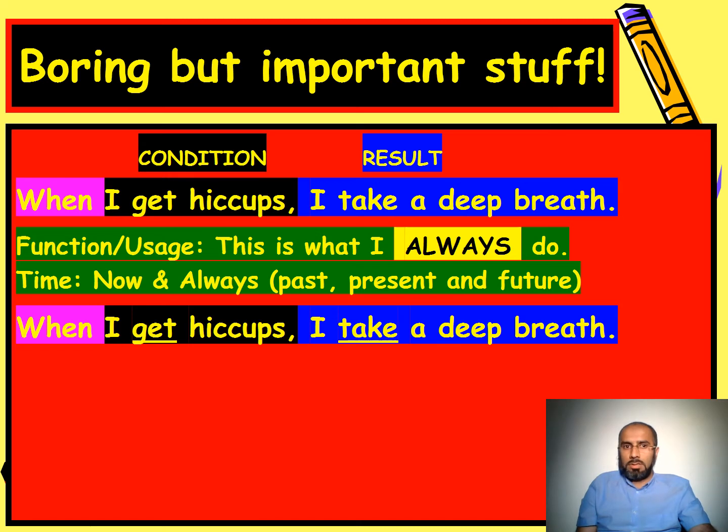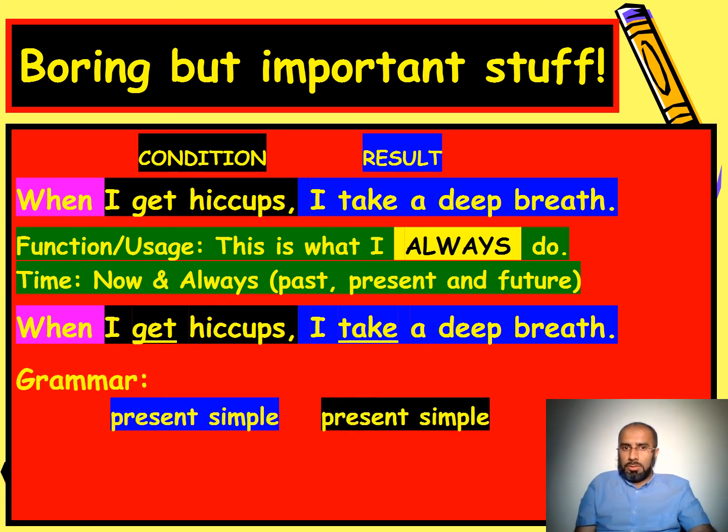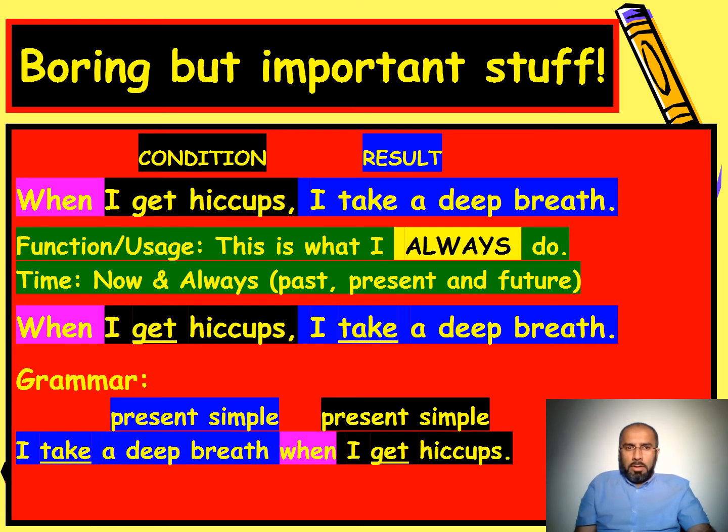So the first part, you get the verb here, get, which is underlined. That's in present simple, right? What about take? Is that present simple as well? Excellent, yes. So we've got present simple and present simple. In both clauses, always present simple. Okay? So you can also swap the clauses and say, I take a deep breath when I get hiccups. Okay, does it make sense? Yeah.